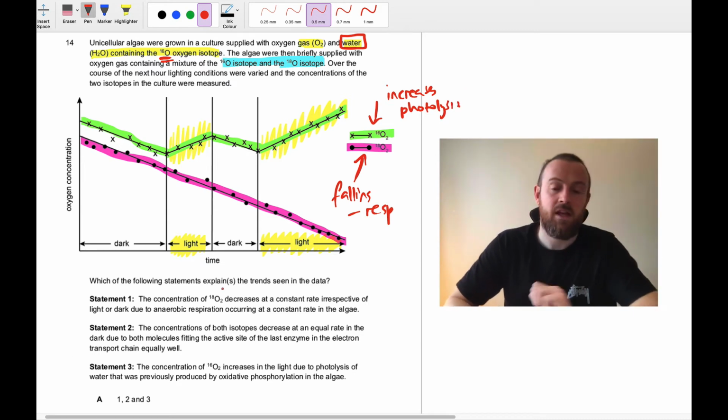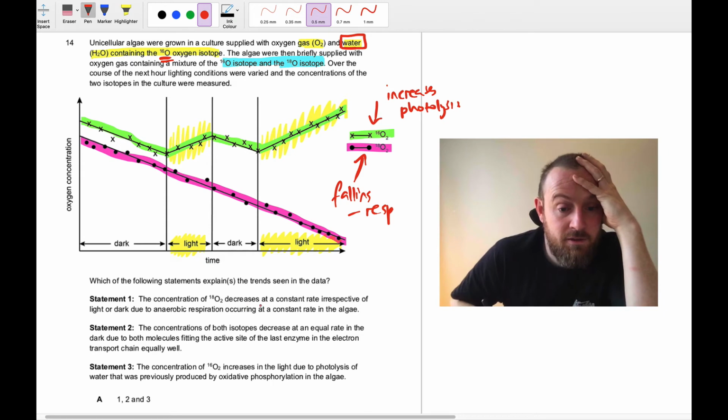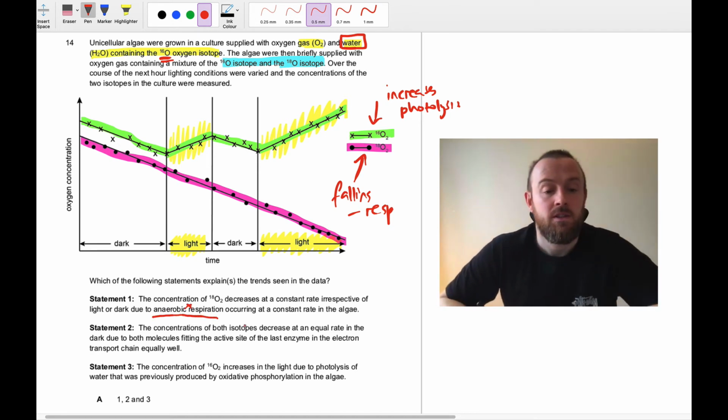Okay, so let's look at the statements. Hopefully that's right. Statement 1: the concentration of 18O2 decreases at a constant rate irrespective of light or dark. Yes, due to anaerobic respiration. That's wrong, a little distractor there. It should be aerobic respiration.